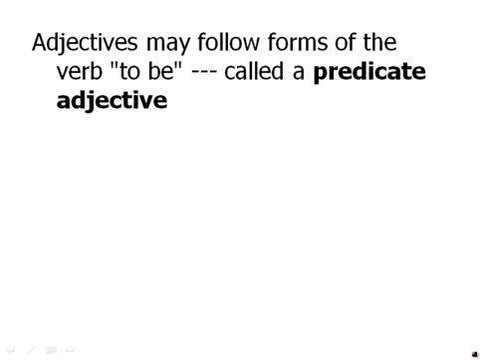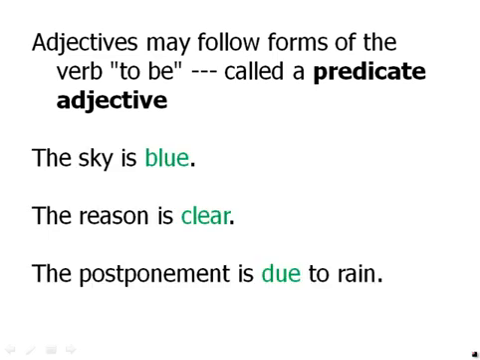Adjectives may follow a form of the verb to be, and this is called a predicate adjective. So for example, the sky is blue. The reason is clear. These are adjectives following a form of the verb to be. The postponement is due to rain. Very important to appreciate that the word due is in fact an ordinary adjective. And this will have enormous implications later on in the diction videos, what we can do with the word due and what we can't do with the word due because it's an adjective.